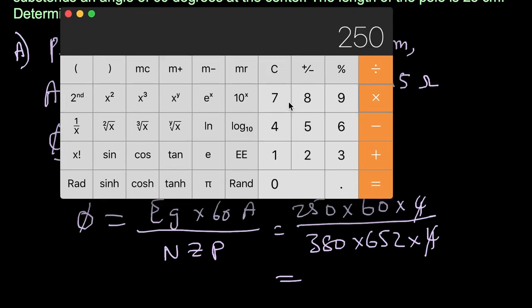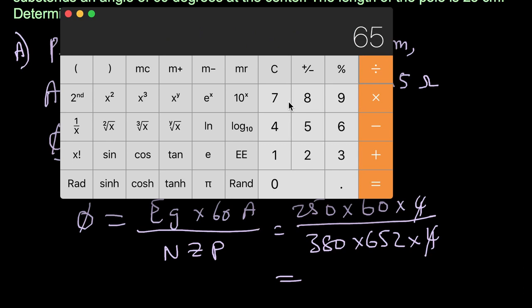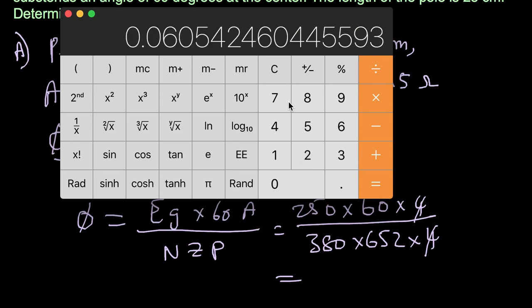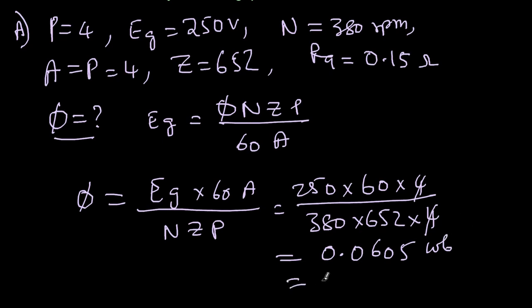250 multiplied by 60 divided by 380 divided by 652. So I'm getting 0.0605 Webers, or I can write it as 60.5 milliwebers per pole. So this is the flux per pole.